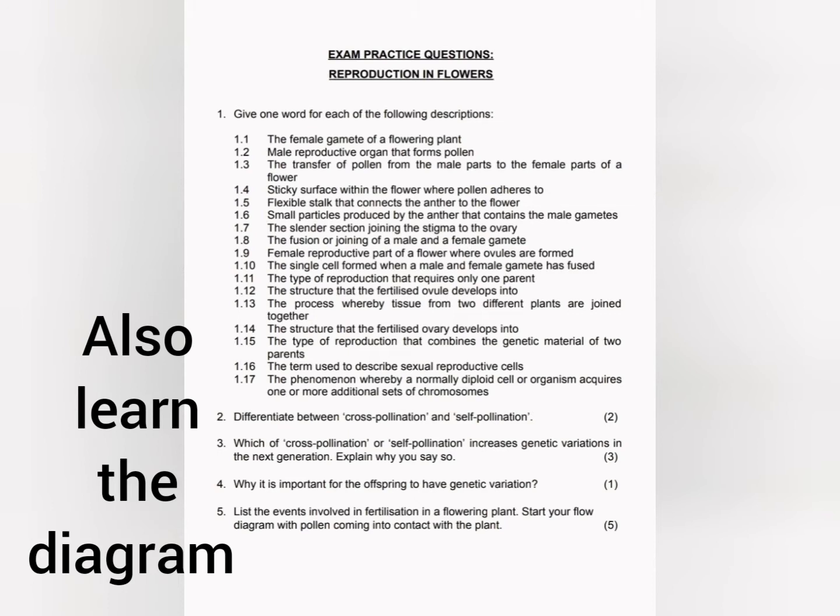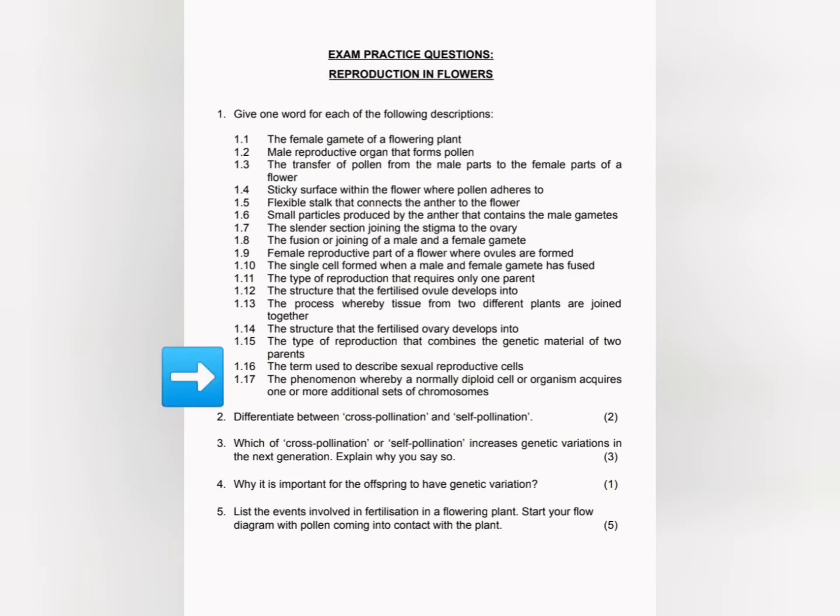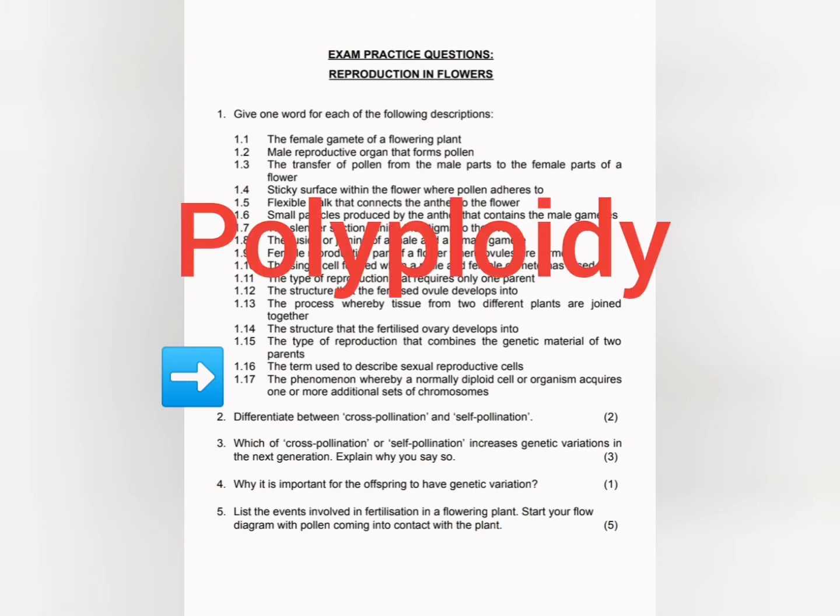You should be fine for the reproduction in flowers, but please also just learn along with that the diagram of where the parts are so you can label the parts of the flower. And then I just quickly want to give attention to question 1.17, where it says the phenomena whereby a normally diploid cell or organism acquires one or more additional sets of chromosomes. So the answer there is polyploidy.